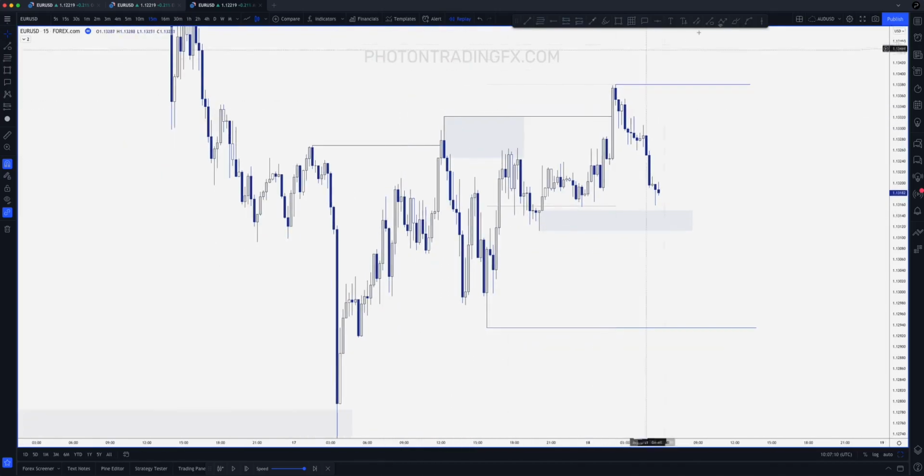So we have this supply zone here. It's a decent level as well, right? This is supply because it led to the break of that low. So that's a decent supply level. Price comes in, it reacts from it. It tries to do its job. It tries to make a lower low. It fails to do so.